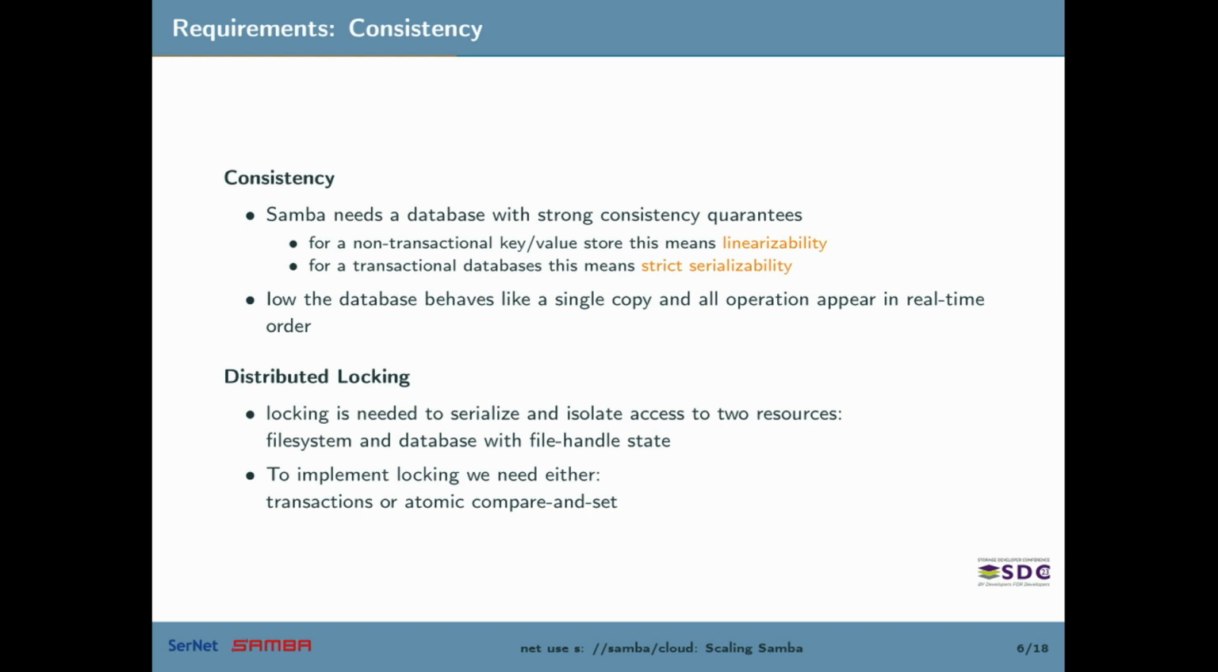And we need this distributed locking basically to serialize and isolate access to two different resources, file system and database, in order to give atomic SMB create operations, right? So where a client wants to create a file and we have to make sure that the operations of creating the file in the file system and checking all this file handle state like share modes and oplocks and leases in the database appear as an atomic and serialized operation to the clients.